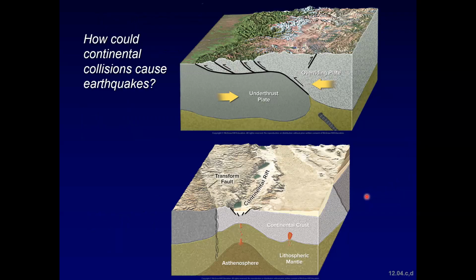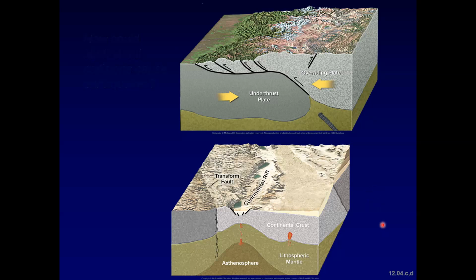And now to continental collisions. How could those cause earthquakes? They produce large earthquakes all along the megathrust and in the upper plate thrust faults. So here we go. Thrust faults, megathrust, plate boundary. And then continental strike slip faults can produce large but shallow earthquakes.